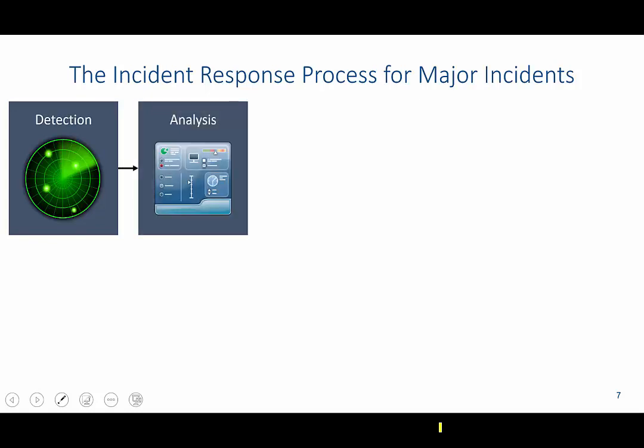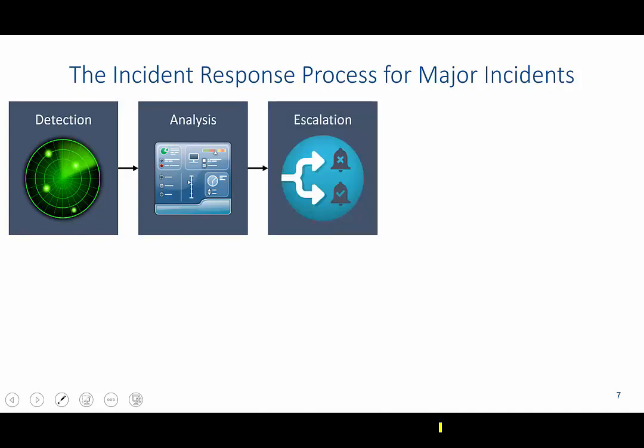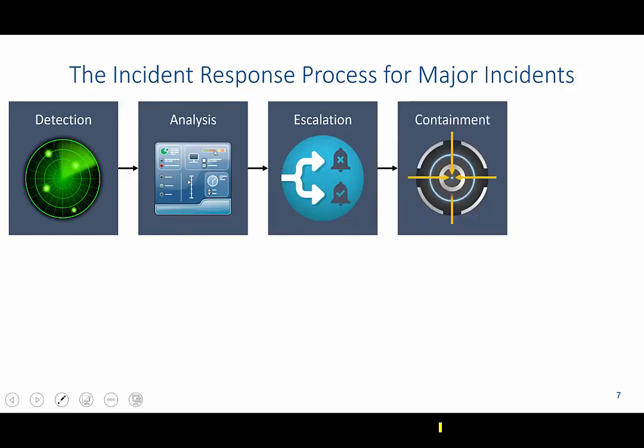Then we're going to analyze these incidents. This involves looking at all the different things that we have detected and determining the severity of the threat. Based on the severity of the threat, we're going to escalate it. We're going to determine what level of major incident it is. Is it extreme? Is it moderate? Is it minor? We need to have that level of prioritization so that we can understand where we should focus our efforts first.